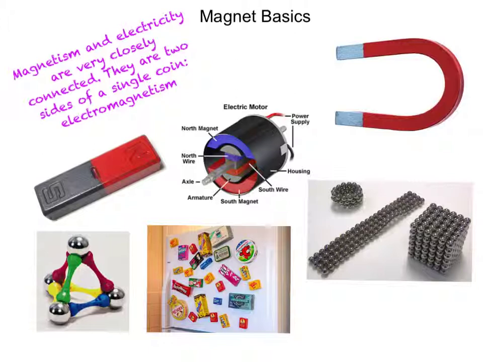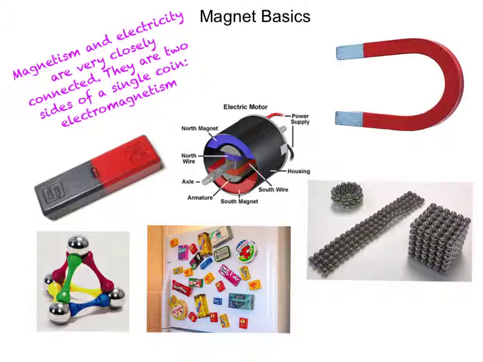It turns out magnets are really important to our world today. Everything from electric motors to TVs, computers, electric generators, trains, CD players, all depend on magnetism. It's a basic important circumstance then that magnetism and electricity are very closely connected. They're really two sides of a single coin that we call electromagnetism. Magnetism has a lot of similarities to electricity.